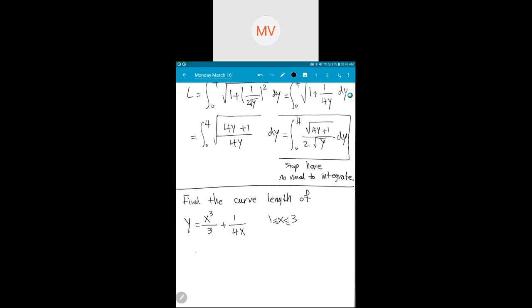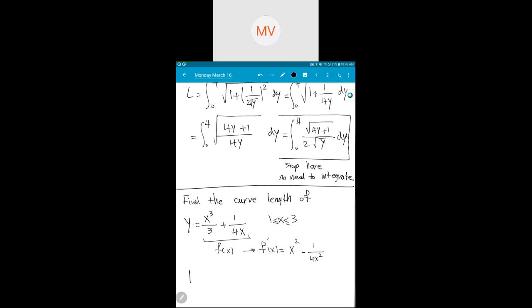As you can see, this is a function of x, right? So we need the derivative of that. The derivative of this is x squared, and then the derivative of 1 over 4x, you can call it 1/4 x to the -1, and then use the power formula, so it's -1/4 x to the -2. So when it goes down, it becomes minus 1 over 4 x squared, right? So I'm going to go ahead and erase those.